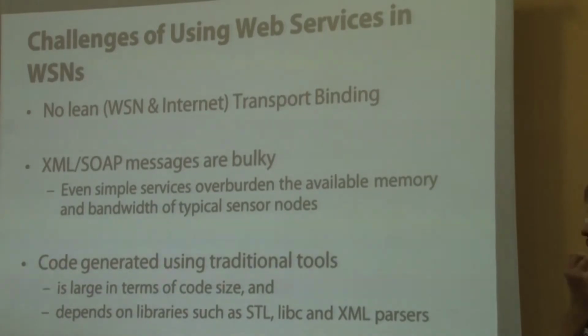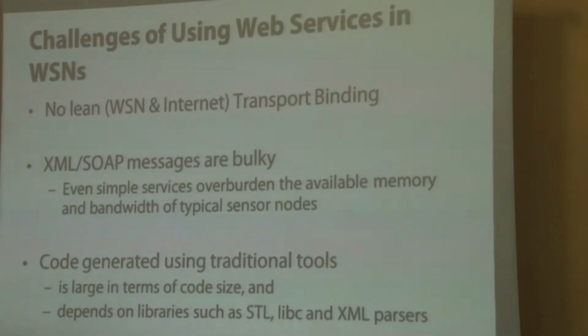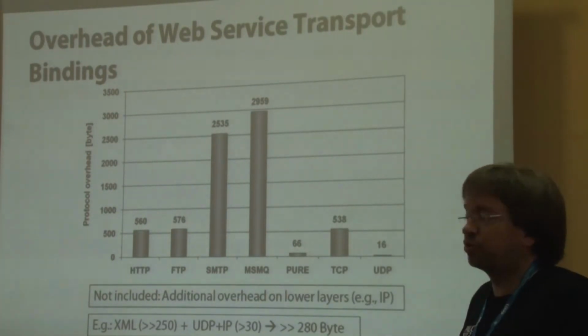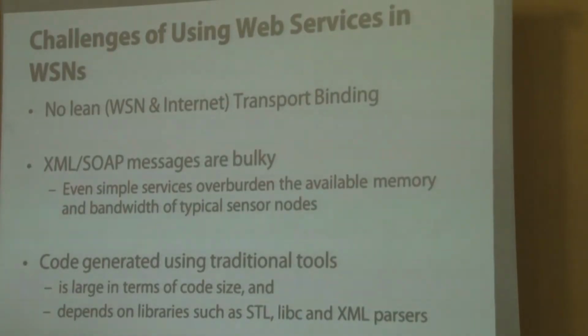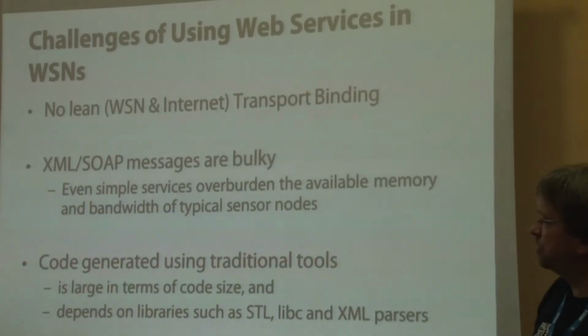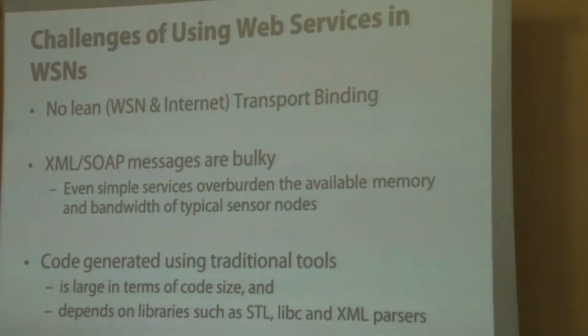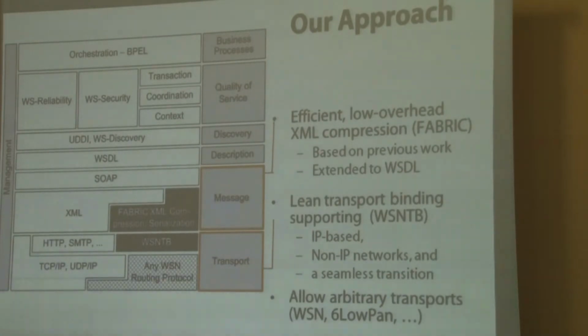So the main problems that we have when we want to use web services in wireless sensor networks is that we don't have a lean transport binding. There was none available. Maybe with the exception of UDP, which basically is not really a transport protocol, at least doesn't provide any service. And this one, which is also a simple protocol which has been developed years ago at our institute. So, no lean transport binding. Then XML SOAP messages are bulky, and even simple services like the temperature thing overburden the available memory and especially the bandwidth of typical sensor nodes. And then finally, if you use traditional tools for code generation, then usually the code is quite large in terms of code size, and it often depends on large libraries, XML parsers and so on, which also make things quite difficult.